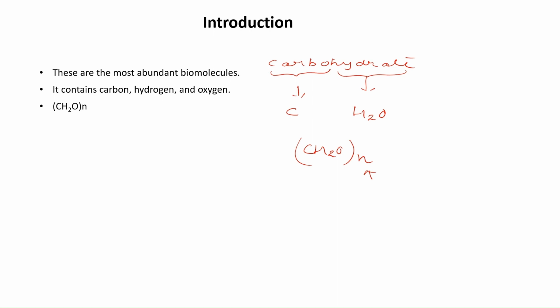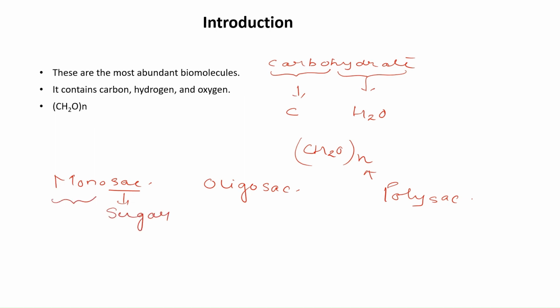Now, there are three types of carbohydrates. One is monosaccharide, oligosaccharide and polysaccharide. The word saccharide means sugar. Mono means one. So monosaccharides are the sugar that consists of one sugar molecule.